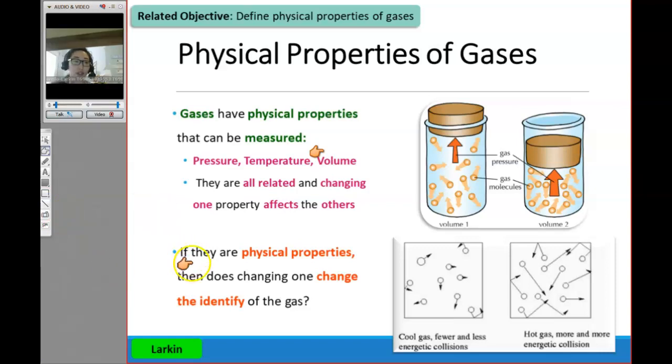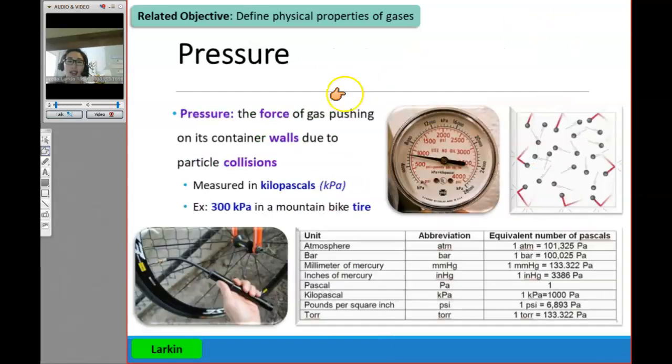This is something we learned from the first unit. This is a physical change. It's not going to be a chemical change. It's still chemically the same. Awesome. So let's go ahead and take a look at these properties. The first one, again, we talked a little bit about this already, but just the formal definition is pressure is the force of a gas pushing on its container walls due to particles colliding.